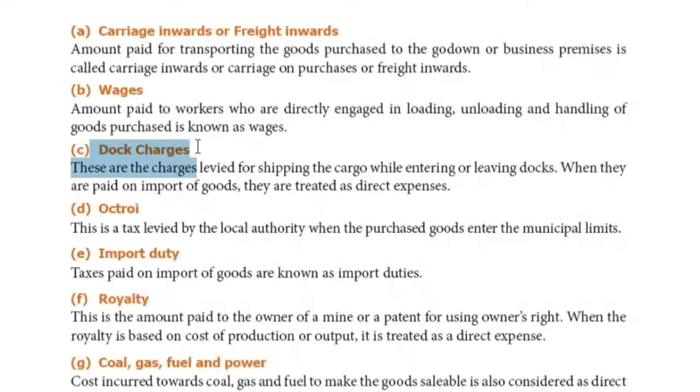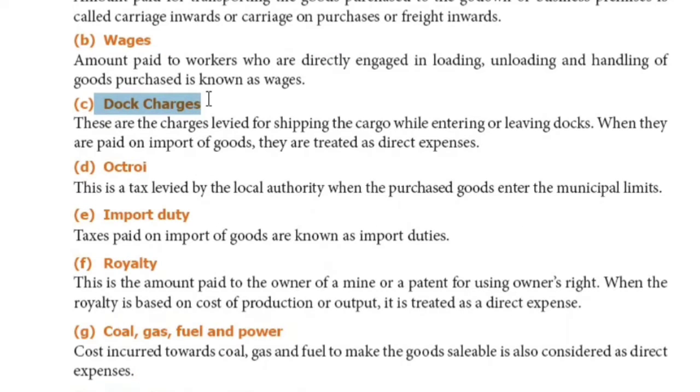Next is dock charges. A dock means a place where a ship is stationed, or in the harbor you'll have a place where the ships come and anchor themselves. Parking. Okay, ships' parking places, dock. So if your goods are coming through the ship, it will be unloaded from the ship and kept in the godown in the dock. So to bring your goods from the godown, you have to pay charges to the godown of that particular dock, and you must bring your goods out. So the charges they levy are called dock charges.